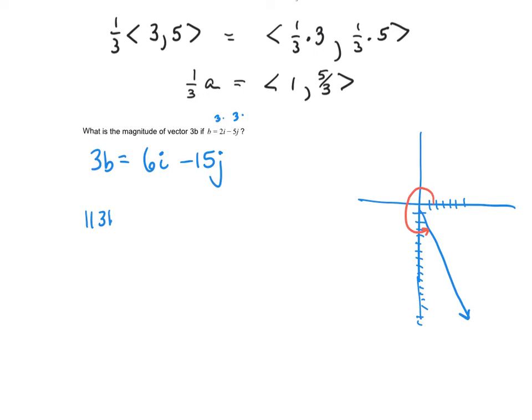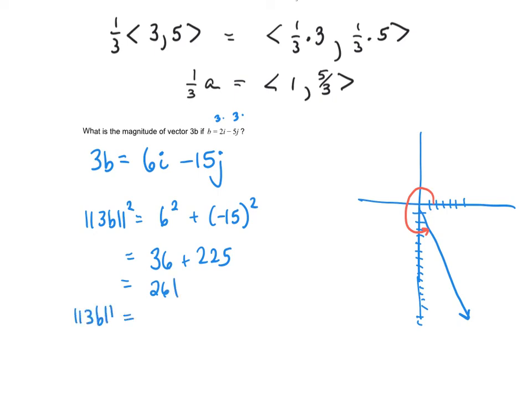So remember, the magnitude of vector 3b is just going to be equal to the square root of the sum of the squares of its components. So 6 squared plus 15 squared. So that's going to equal 36 plus 225. That equals 261. So then we can take the square root. So the magnitude of 3b is going to equal the square root of 261.